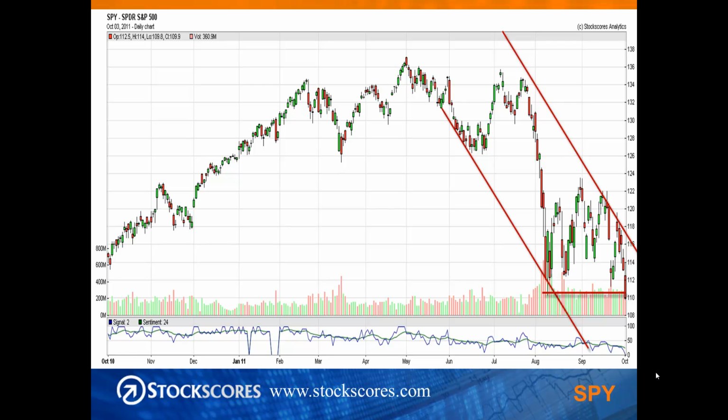Now, given that we are in a downward trend, you can see there I've drawn a downward channel, the market is generally pessimistic. I think that we could see a little bit of a bounce back in the short term simply because the market has fallen for 4 days in a row. But ultimately, I think this market is headed lower now that that important threshold has been broken.